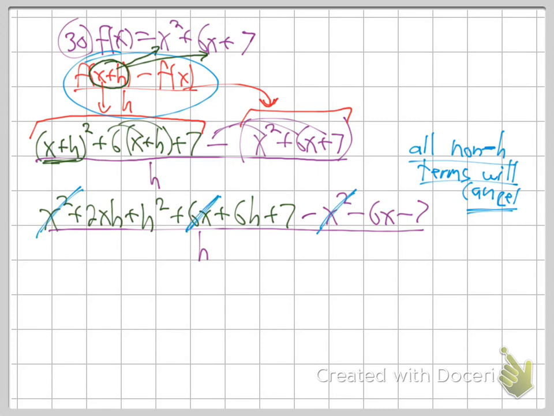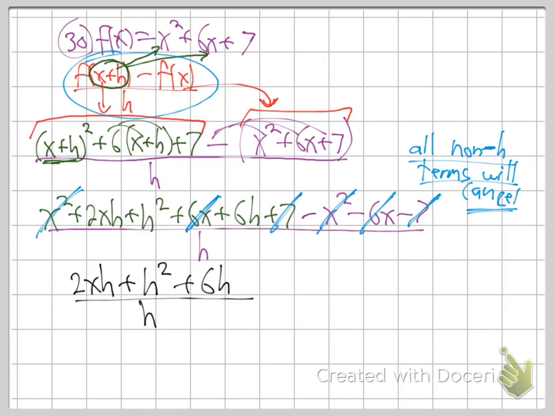So 6x, it doesn't have an h. It better cancel. It does. 7, it doesn't have an h. It better cancel. It does. See how all the parts not having an h canceled? So then what are we left with? 2xh plus h squared plus 6h, all over h.